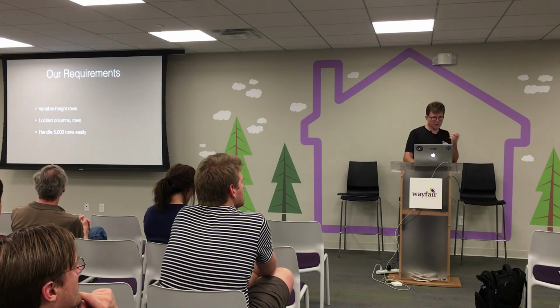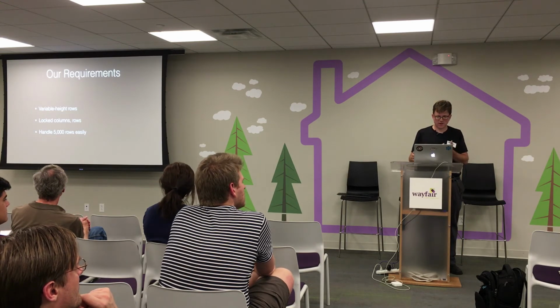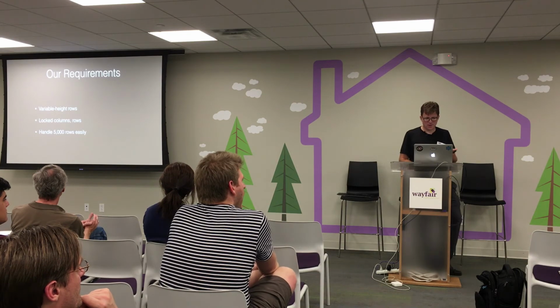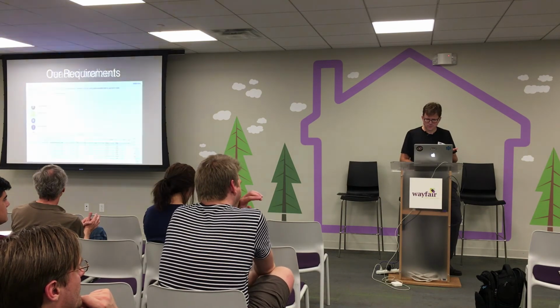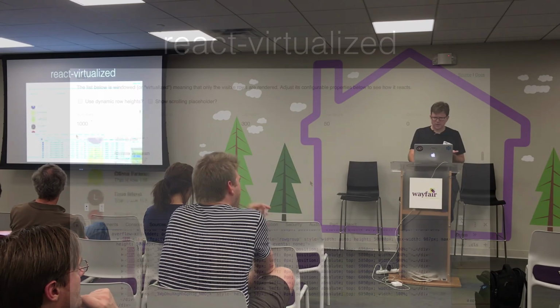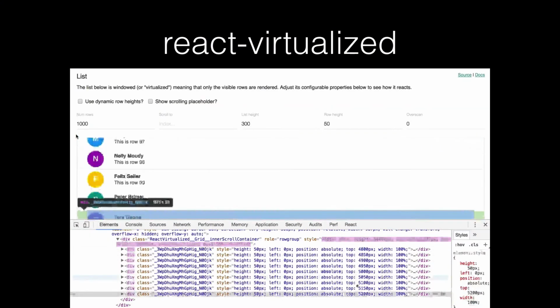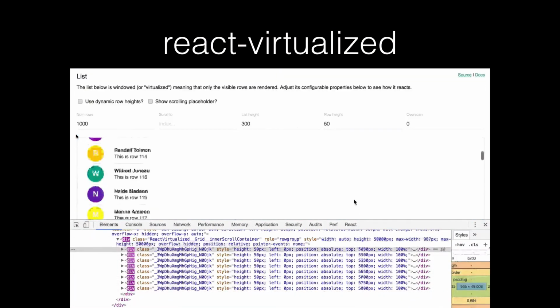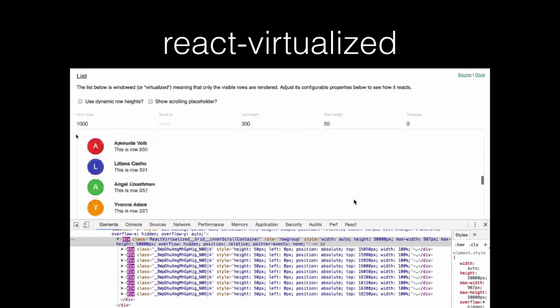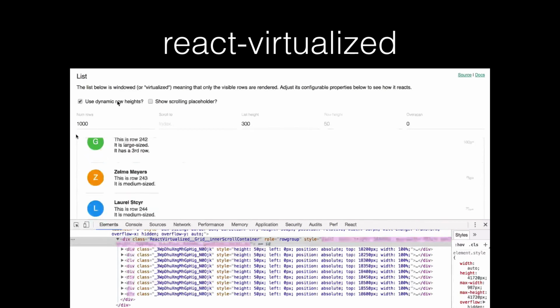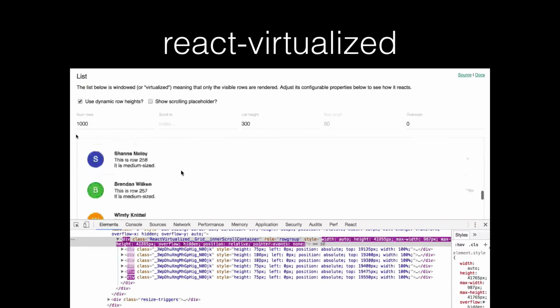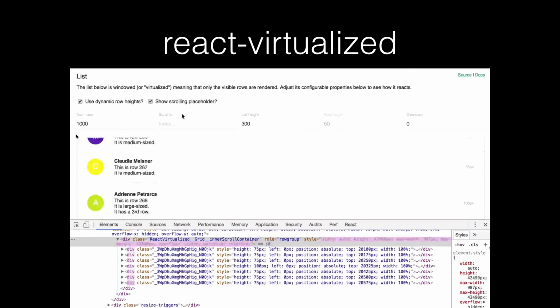We needed to have variable height rows, depending on the data. We wanted to have the locked columns and rows, but not as janky, hopefully. We wanted to be able to handle thousands of rows. So with react-virtualized, you only create the elements that are on screen. Down in the elements, you can see it's only got a few divs, even though this is hundreds of thousands of rows. And then it uses inline styles to reposition things.